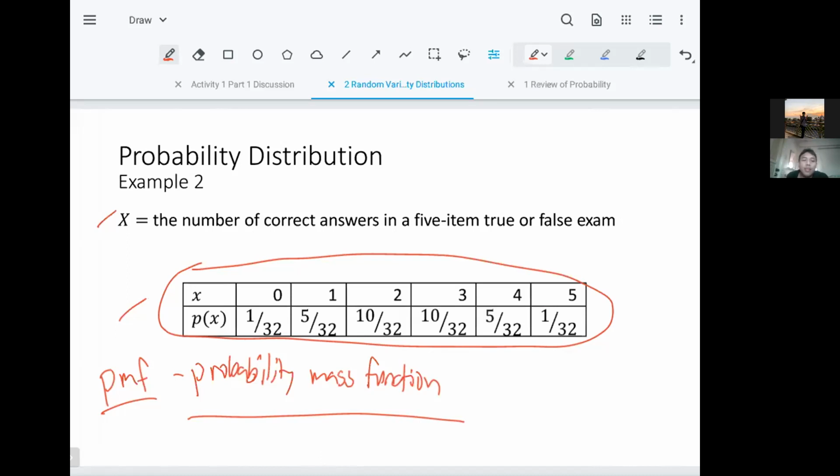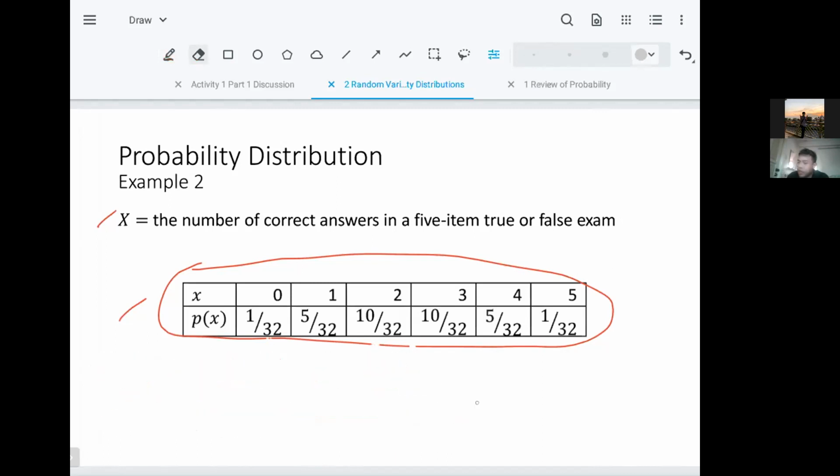Para lang medyo pakul ka, PMF. Probability distribution din lang yun, and it's unique for discrete distributions. Parang special term siya para sa mga discrete na probability distribution. PMF. Okay, so we have the PMF of x.